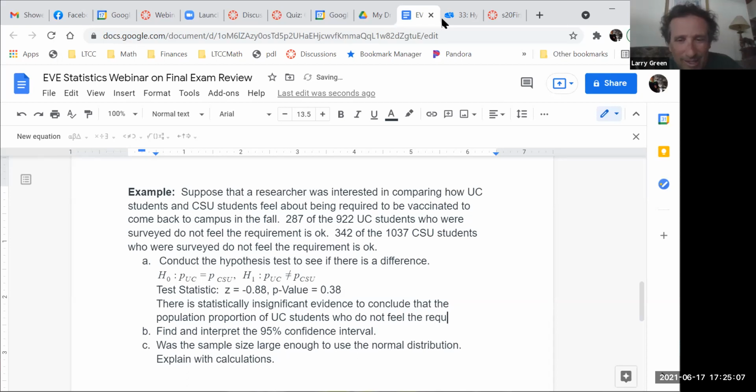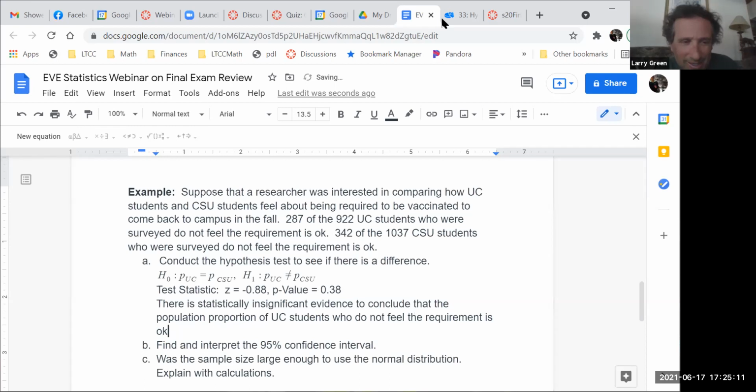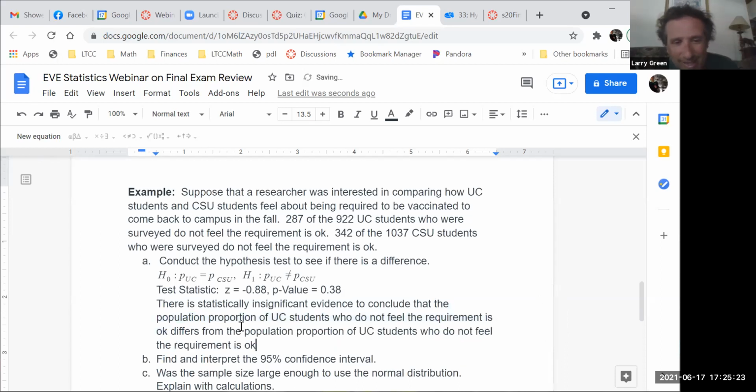the requirement is okay, differs from, and now I'm going to do copy and paste, which is great. And since you can do that on the exam, the population proportion of CSU students who do not feel the requirement is okay.